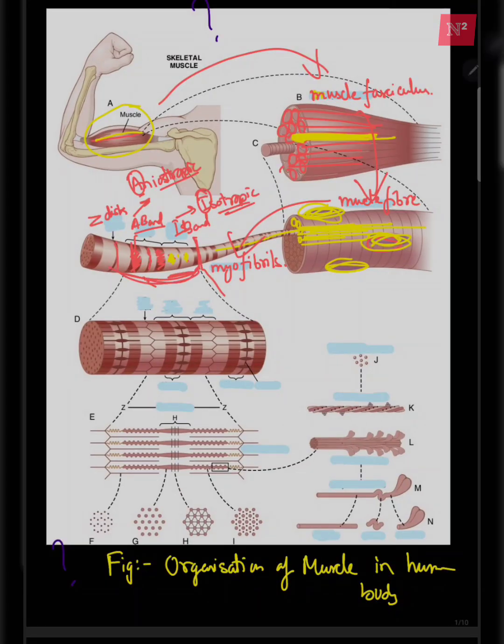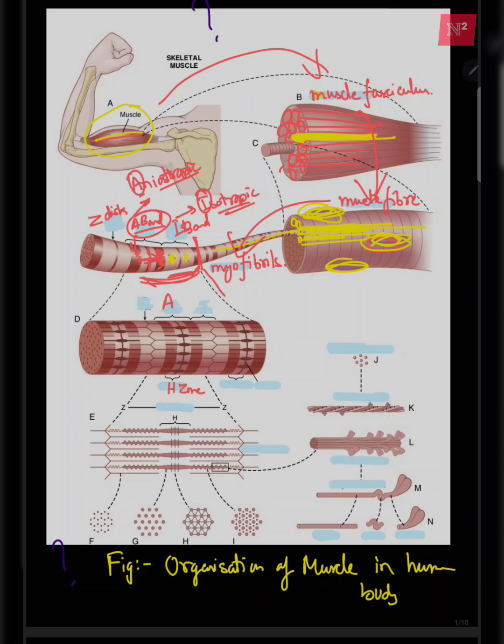Dissect this area and look closely under the microscope, you will be able to see the I band. This I band is this area. Now I told you inside the I band there is a light zone area. This light zone area is called the H zone. Okay, H zone.